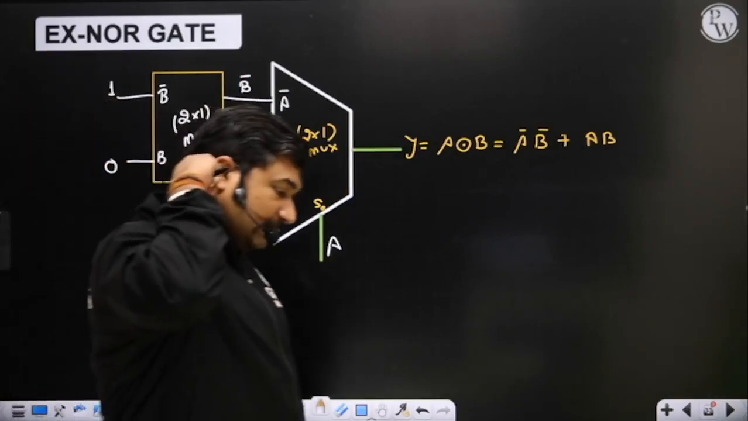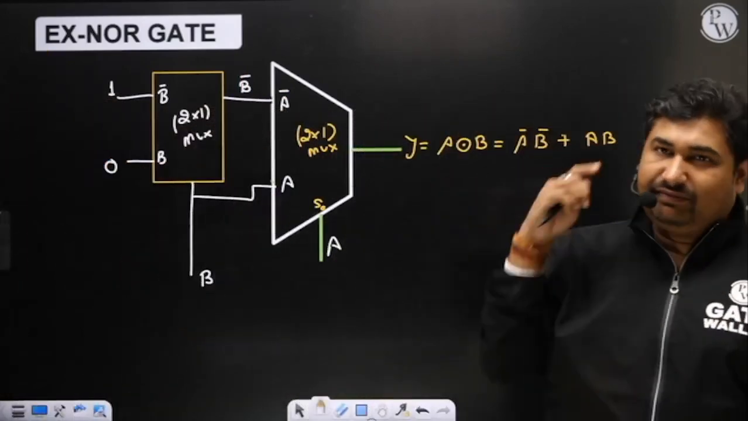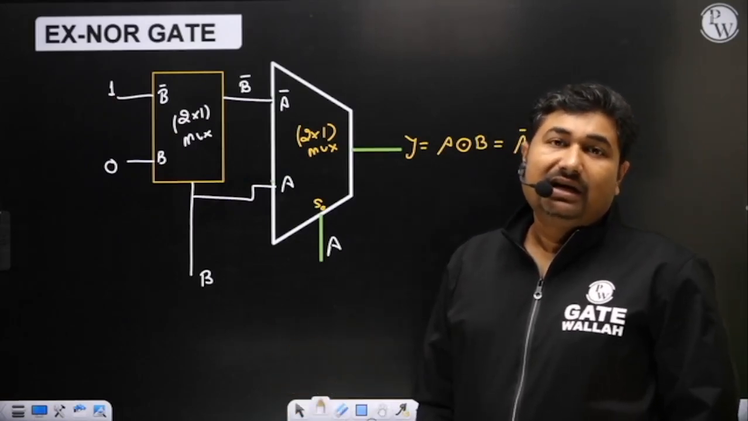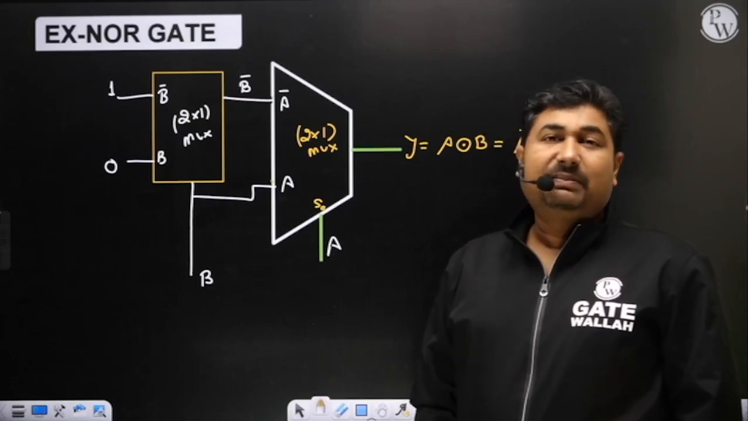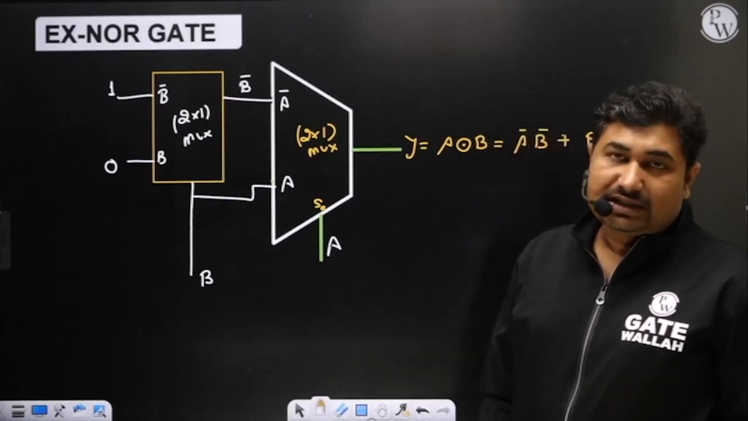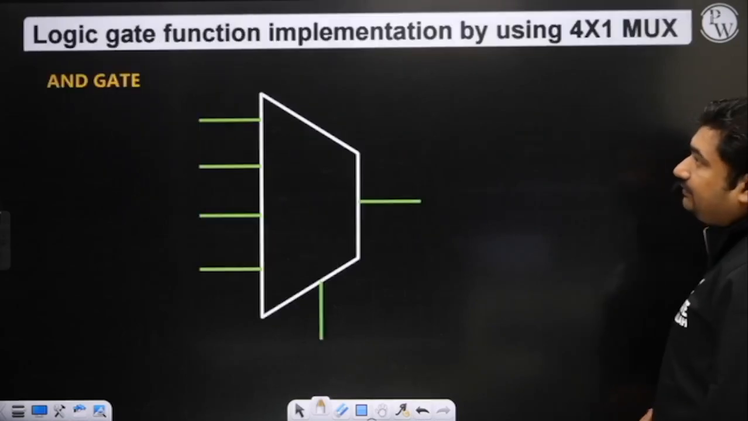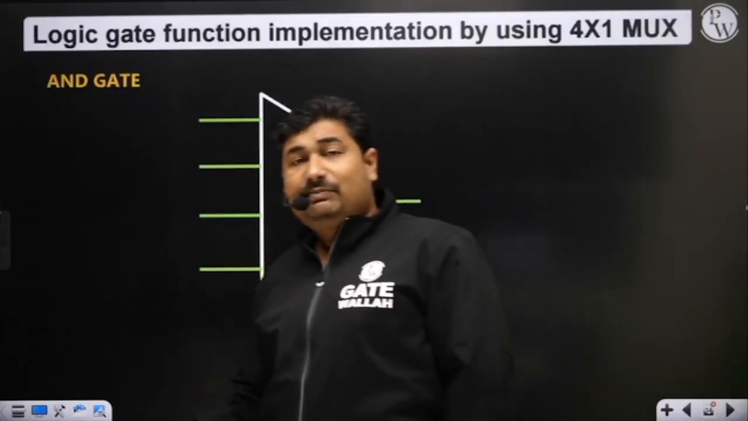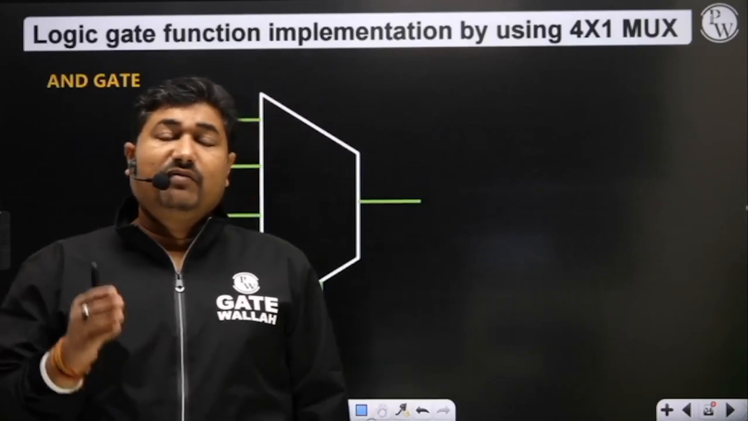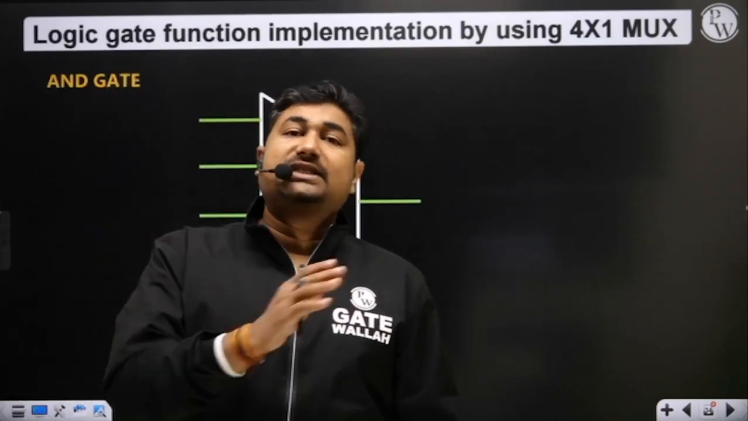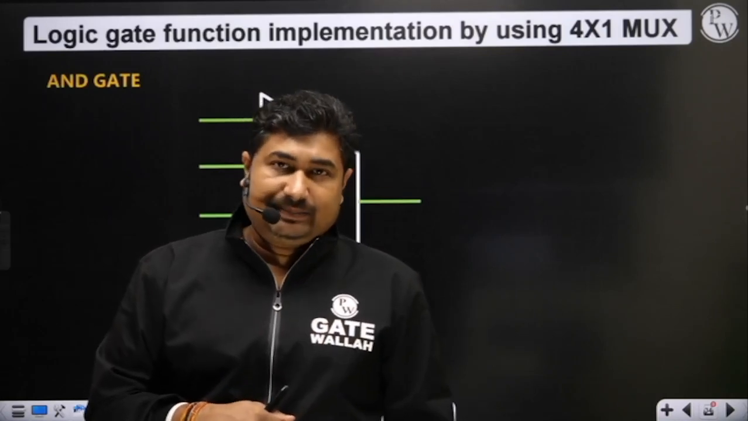Great, sir. So it means we can implement any function. If we can implement all the logic gates, it means we can implement any function by using a multiplexer. So multiplexer is also called a universal logic circuit. Hoping up to this part everything is clear. Great, sir. Now let's implement the logic gate function by using a 4 cross 1 size multiplexer and try to understand what size we need to select for the multiplexer.